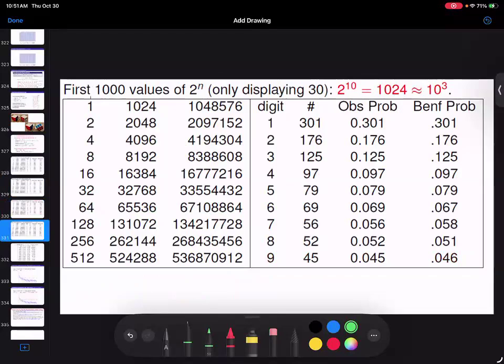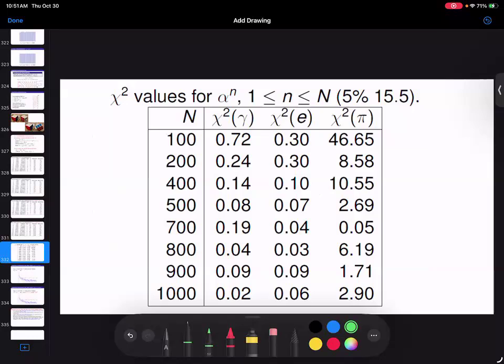Okay? So I chose 3 numbers. Everybody I think knows e and pi. The other one is the Euler-Mascheroni number, which you might have seen when you're looking at the harmonic sum.